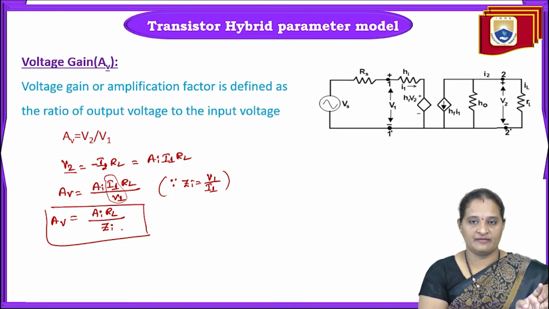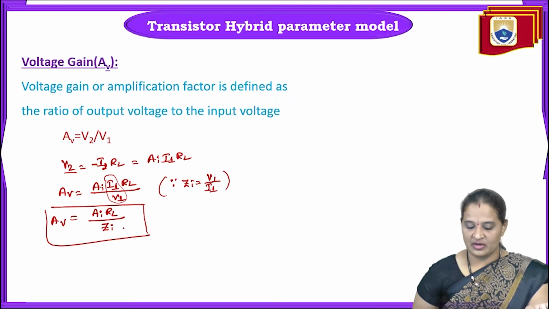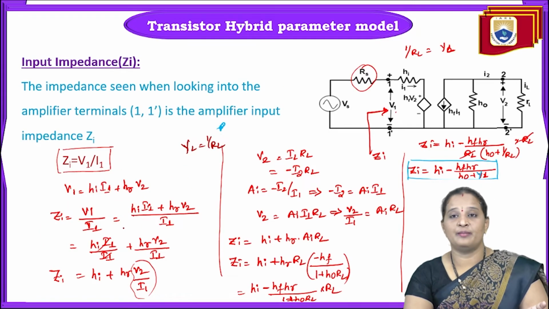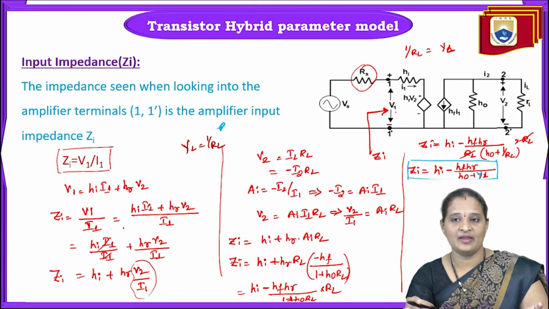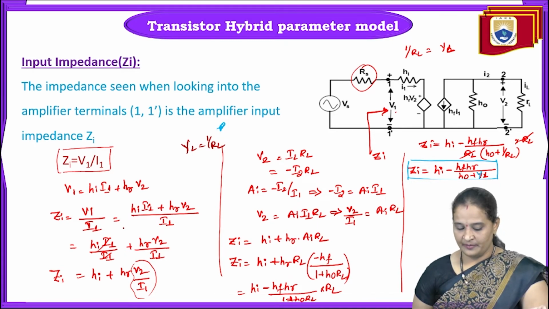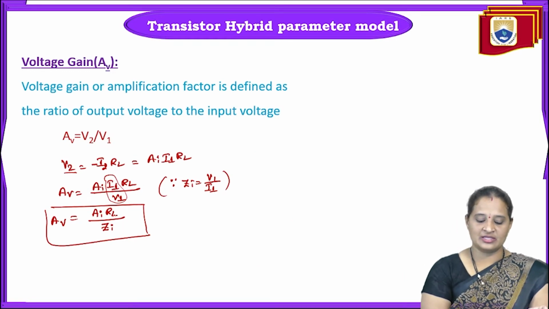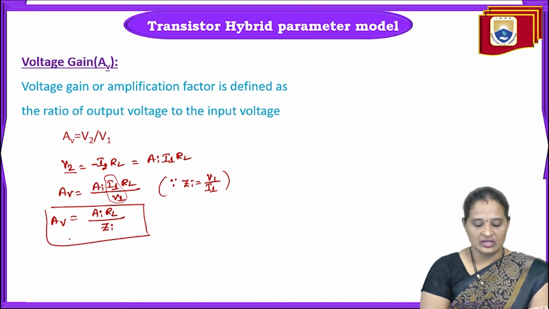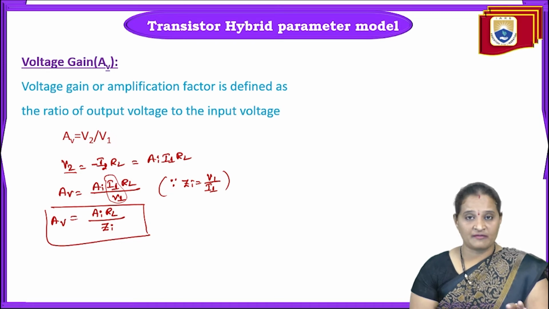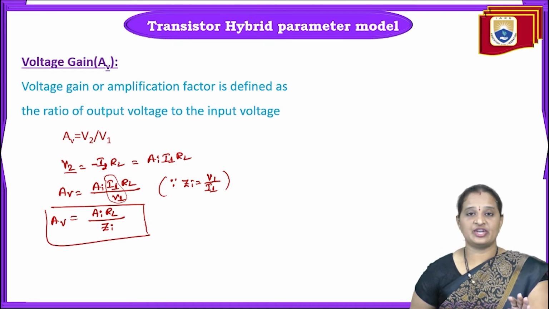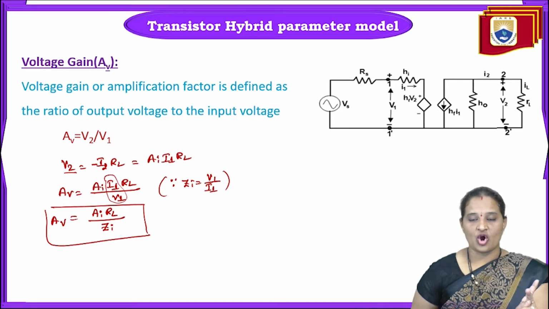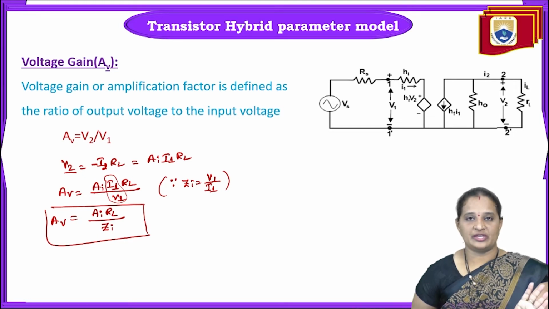We have already derived the formula. What is the formula for Zi? Hi minus HF HR by 1 plus HO into YL. That is the formula for Zi, and RL is the load resistance. So this is the formula for AV, that is voltage gain, which is defined as the ratio of output voltage to the input voltage.